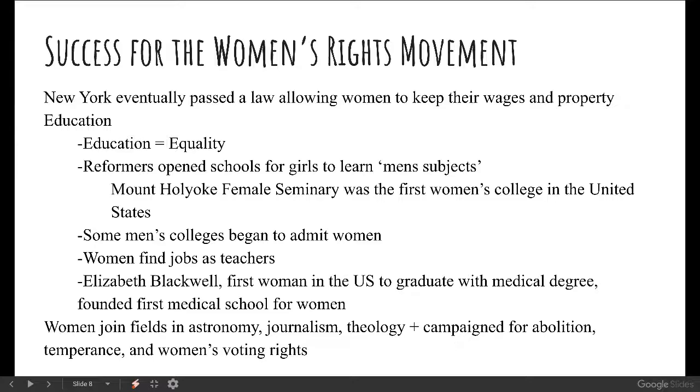A lot of reformers opened schools for girls to learn those men's subjects like math and science. One school called the Mount Holyoke Female Seminary was the first women's college in the United States. Some men's colleges even began to admit women, and women started finding jobs in all types of fields: teachers, in astronomy, journalism, theology, and they continued to participate in reform movements like abolition, temperance, and their own movement. We even have one woman, Elizabeth Blackwell, who was the first woman in the U.S. to graduate with a medical degree and founded the first medical school for women. So a lot of success for the women's rights movement.